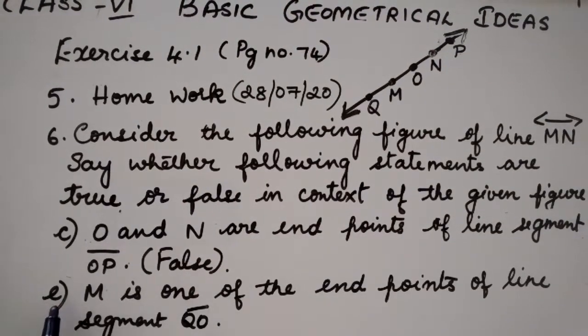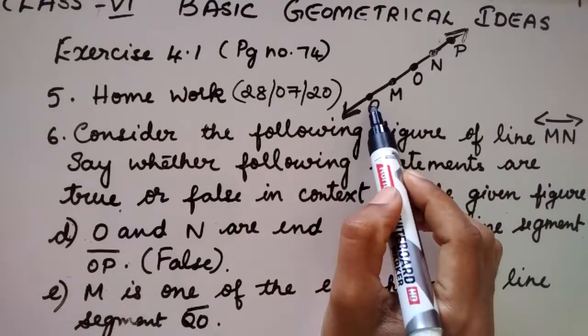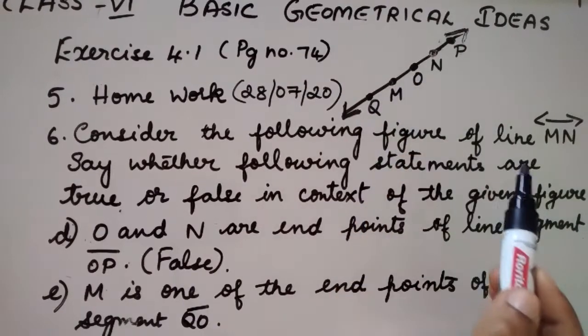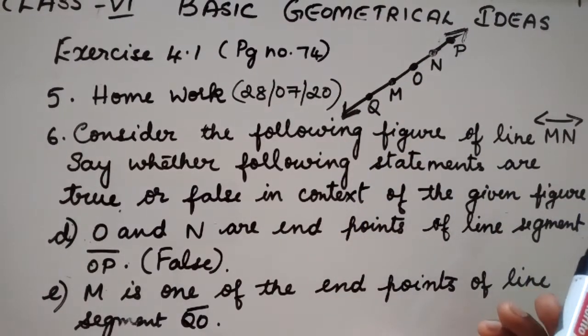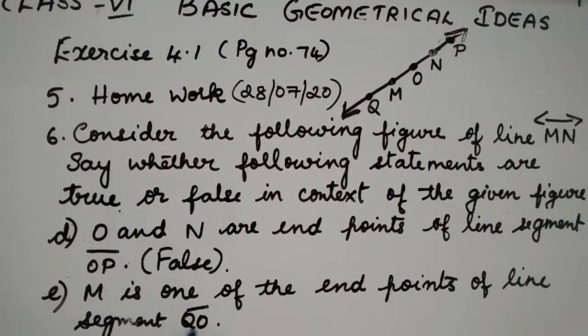The next we have statement E. M is one of the endpoints of the line segment QO. Where is line segment QO? Here, QO. So M is one of the endpoints of line segment QO. Is M an endpoint? No, the endpoints are Q and O of the line segment QO. So again this is false.